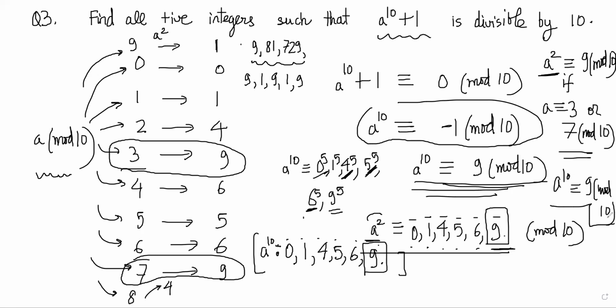Make sure that you follow the argument here, what we have done. So the positive integers which make a power 10 plus 1 divisible by 10 are always either 3 mod 10 or 7 mod 10. That is your answer. These are the cases where you will get a power 10 plus 1 to be divisible by 10. So that is an application of powers, and we did it by finding the quadratic residues and raising that to the power 5. The next question is this one.